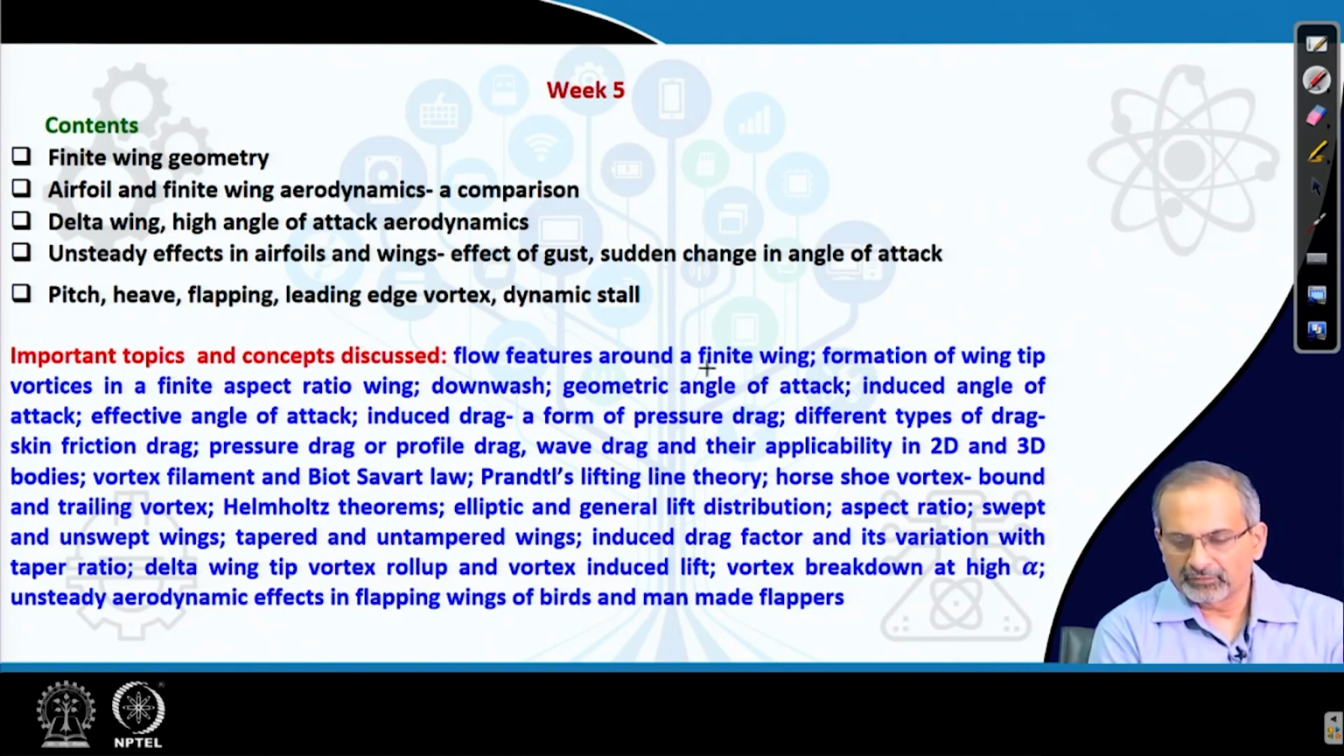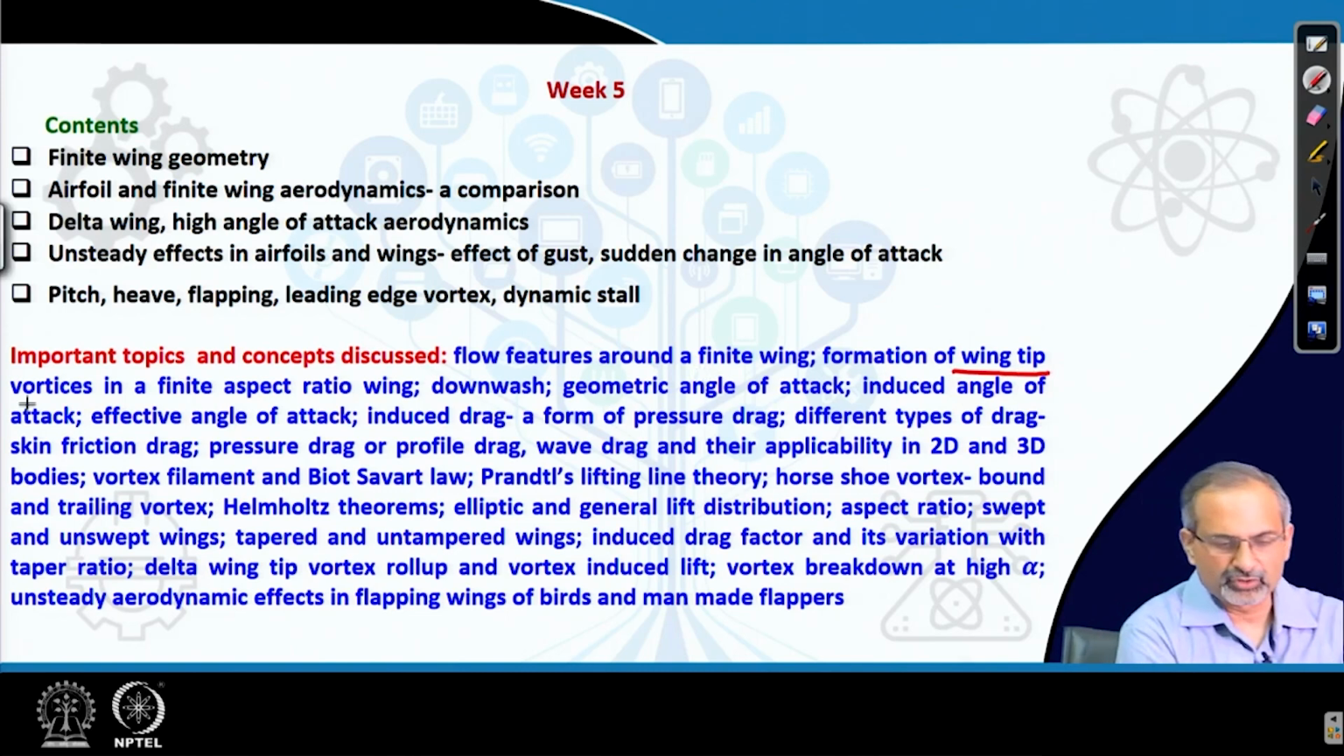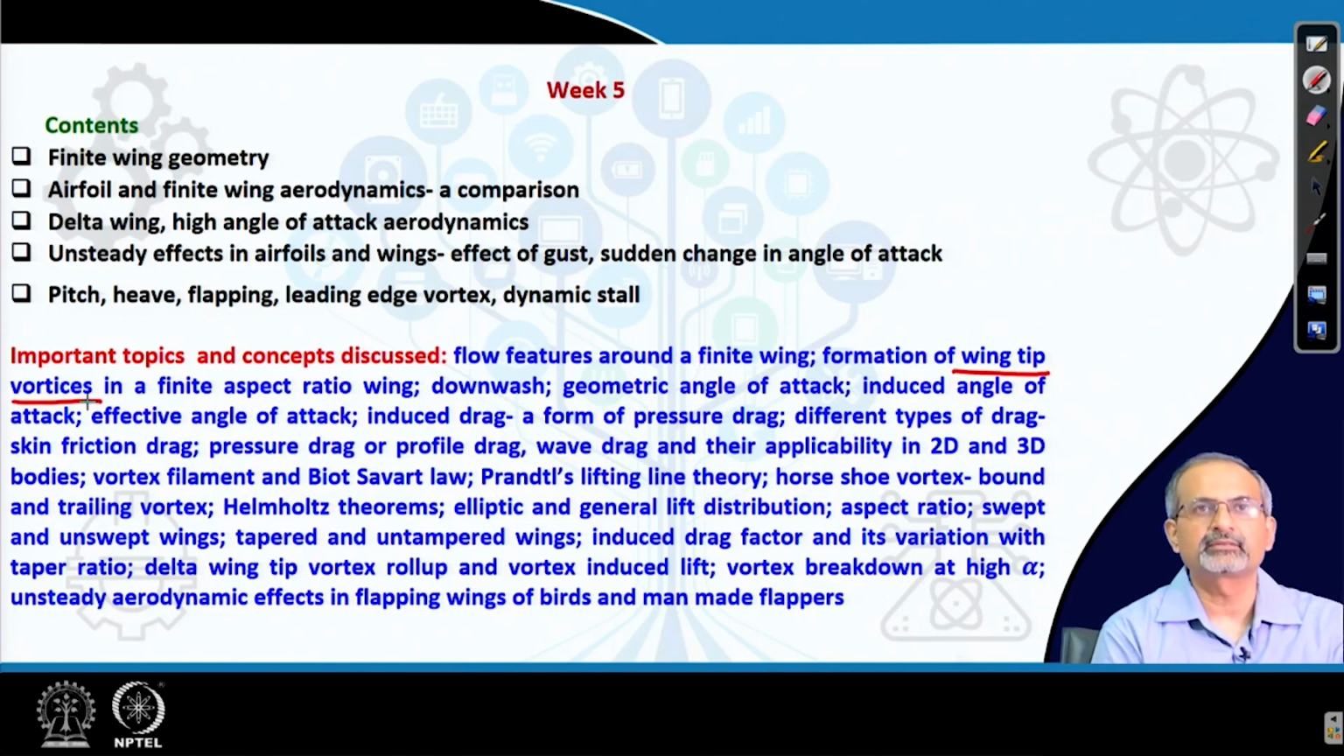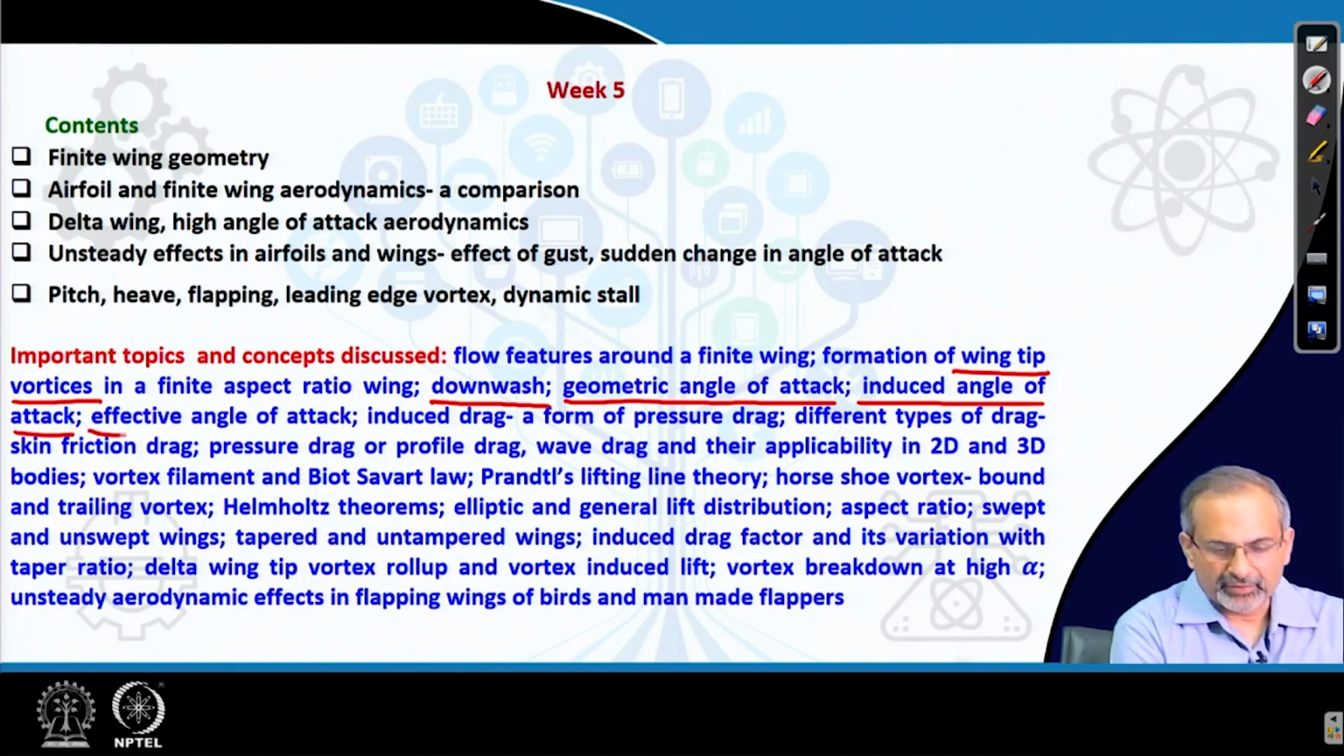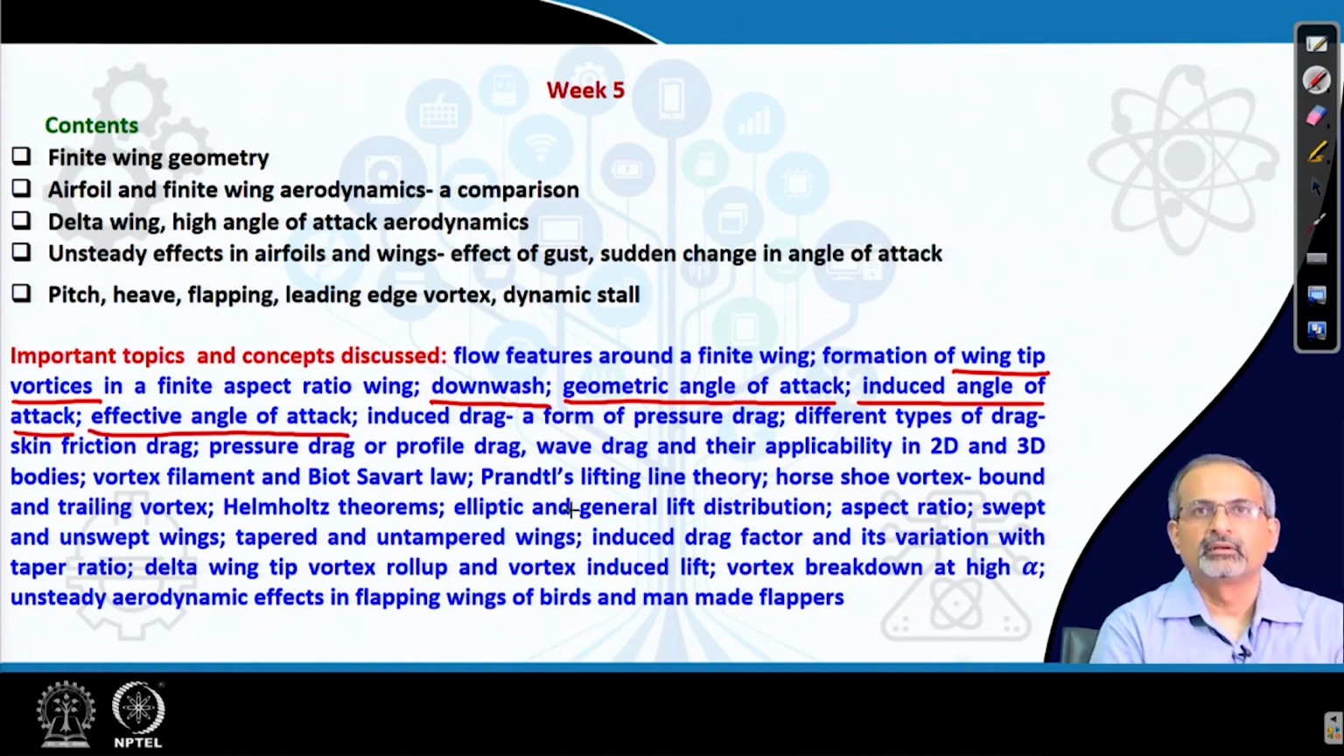Flow features around finite wings were studied in detail. Formation of wingtip vortices in a finite aspect ratio wing was understood. The associated downwash was understood. And then we looked at geometric angle of attack, induced angle of attack, and how they are connected. The effective angle of attack has a connection with these two angles.